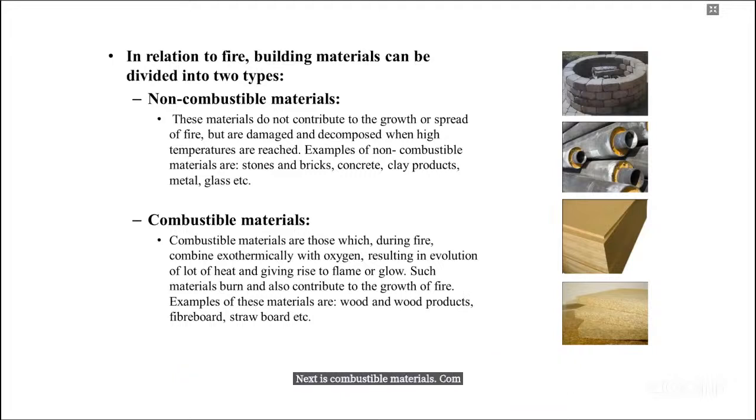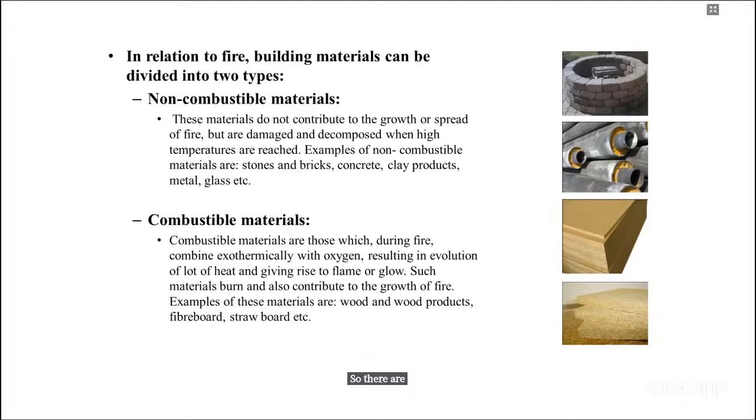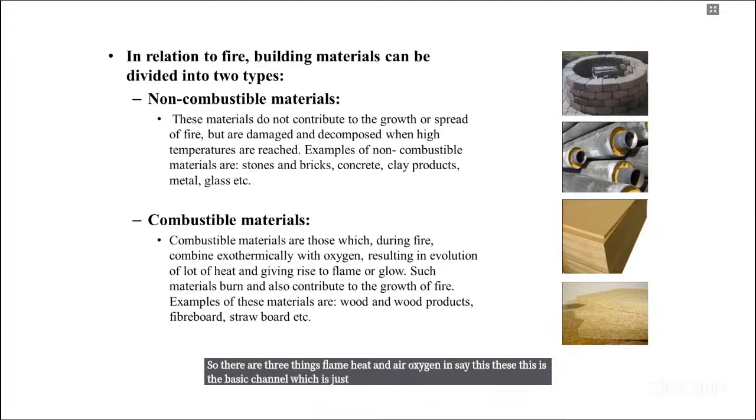Combustible materials are those which, during fire, combine exothermically with oxygen. And when there is oxygen, and when there is heat, and when there are all these three things, that will result in something which goes into ashes, right? With evolution of a lot of heat and giving rise to flame. So there are three things: flame, heat, and oxygen. This is the basic cycle which keeps revolving round and around and making the flame higher and higher, right?